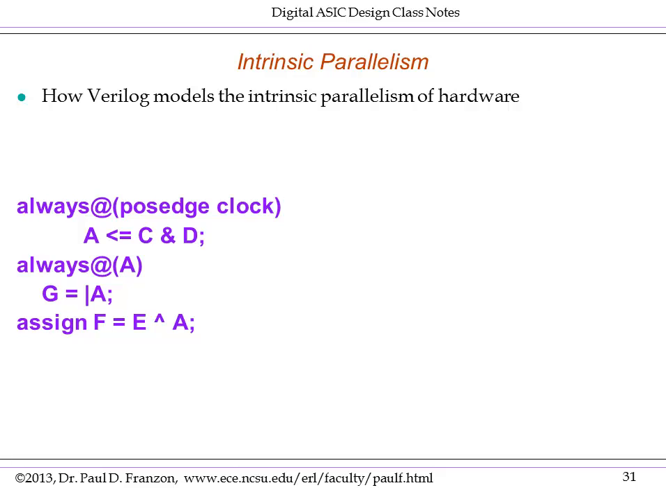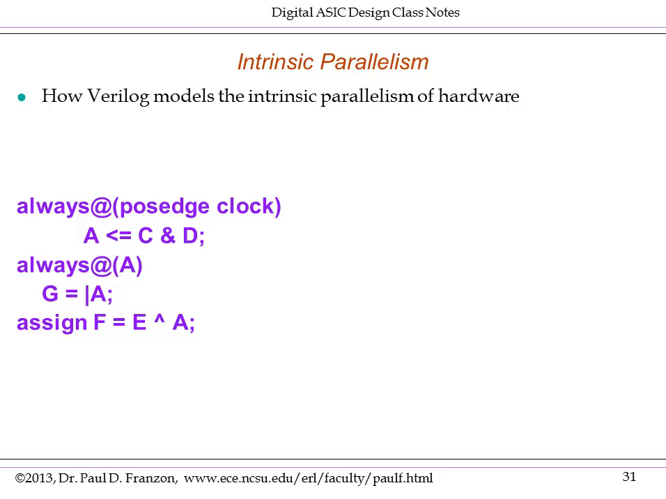So let's look at a piece of code here. Here we have 3 statement blocks. Always at pos edge clock, A equals C and D. Always at A, G is the OR reduction, producing a 1-bit result from the input of A. And assign F equals E ^ E, which is an exclusive OR gate. I haven't fully specified what this is. You don't know what the bit widths are and so on. But it doesn't matter for the purposes of this exercise.